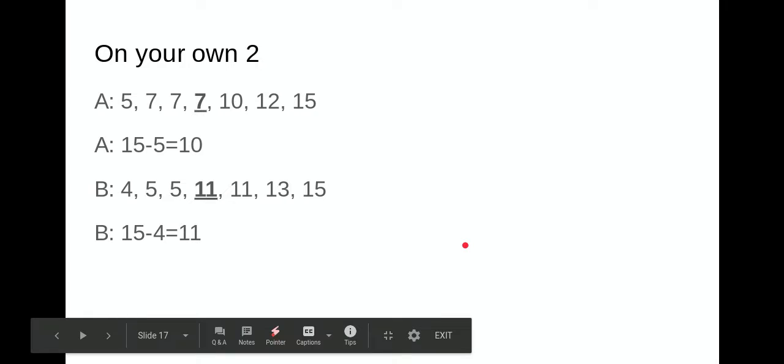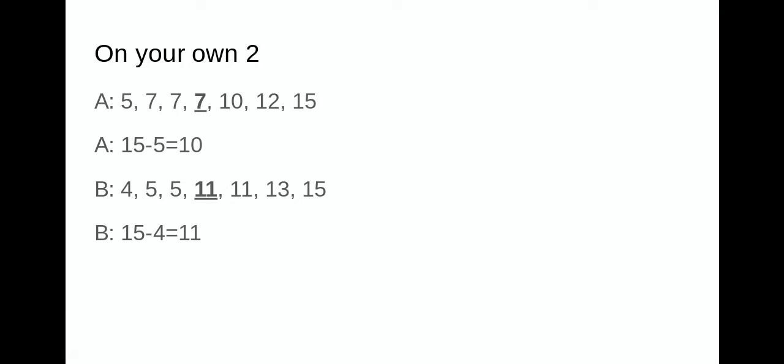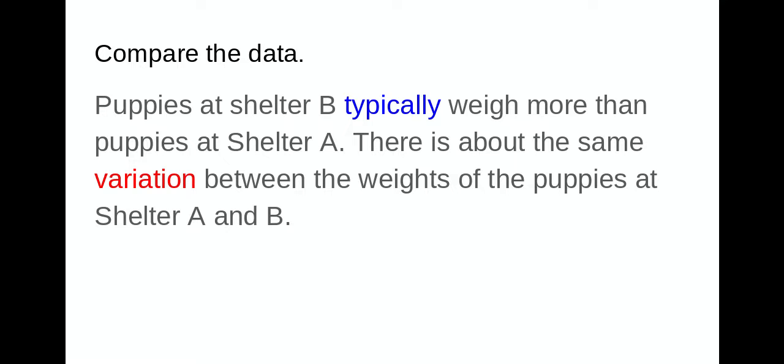So now what are we going to write to compare the data? This is what I would have written down, and it's kind of like taking from the book. I just kind of changed some words around. Puppies at shelter B typically weigh more than puppies at shelter A. There's about the same variation between the weights of the puppies at shelter A and B.